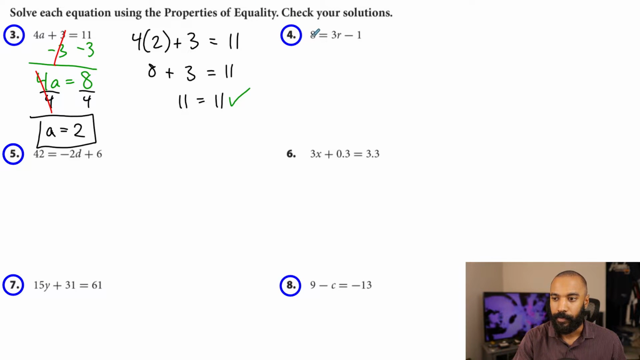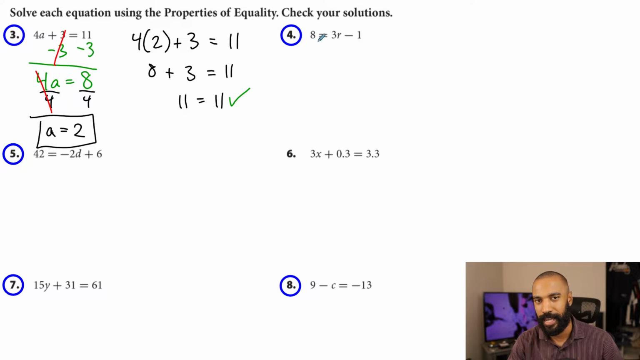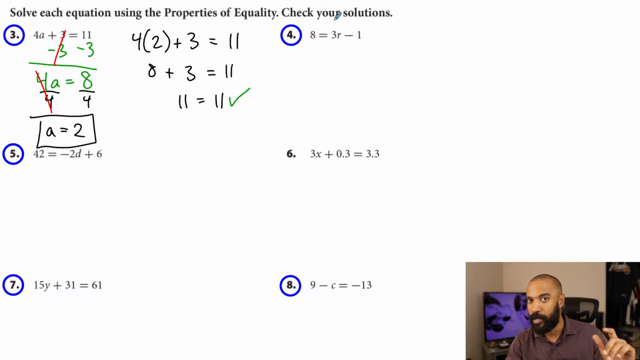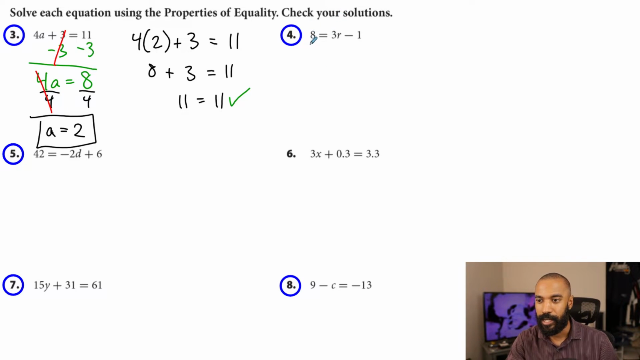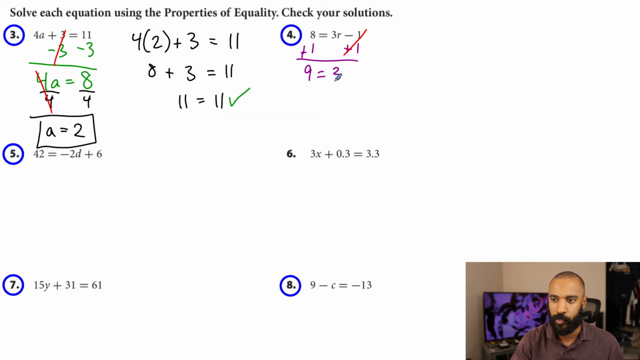Number 4. 8 equals 3r minus 1. If I take a number and triple it and subtract 1, I get 8. If I subtract 1 from a number to get 8, then that number must have been 9. How do I know that? Because if I add 1 to 8, I get 9. Now if I add 1 to one side, I also have to make this side larger as well. Negative 1 plus 1 is 0, so that's gone. All that's left on this side of the equation is 3r.